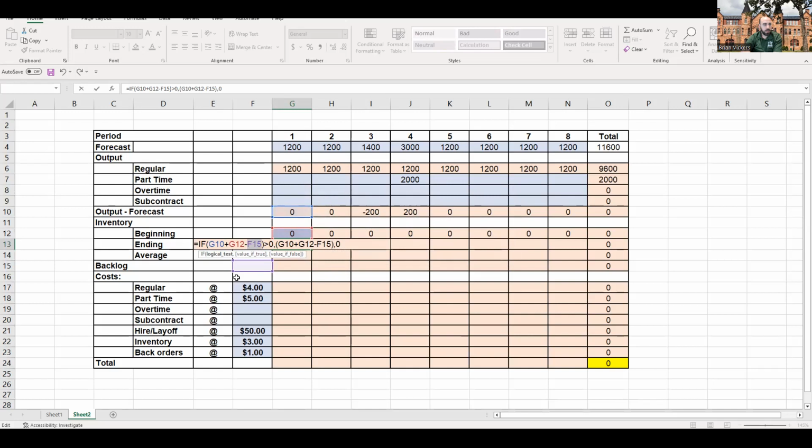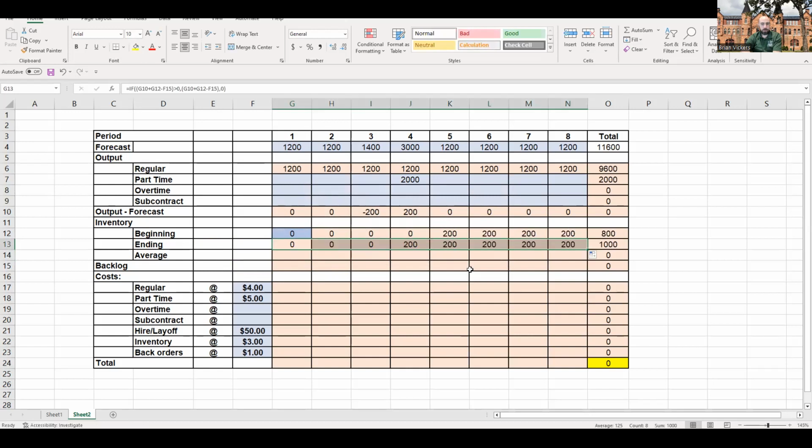G10 plus G12 minus F15. Close my parentheses. Oh, okay. I didn't have my second set of parentheses open to start. There we go. Copy this all the way down.